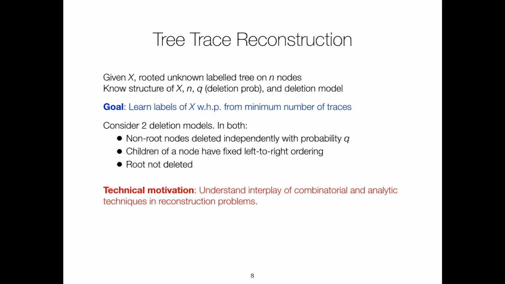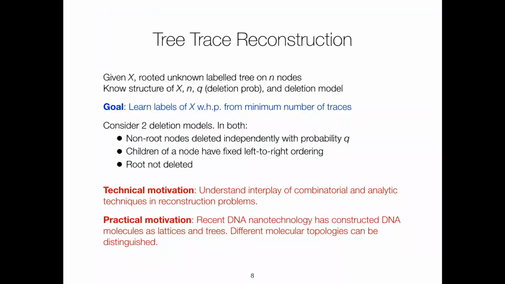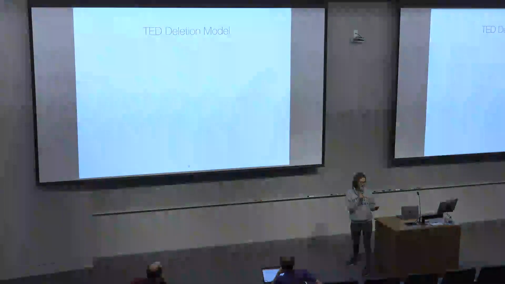We introduced this problem because we really wanted to bring more combinatorial ideas back into reconstruction problems, whereas they had been very much based in complex analysis. So we're expanding upon the techniques that we can use. And practically, there's been some recent work in the DNA nanotechnology world, which has led us to believe that maybe traces of trees are practically interesting to look at as well.